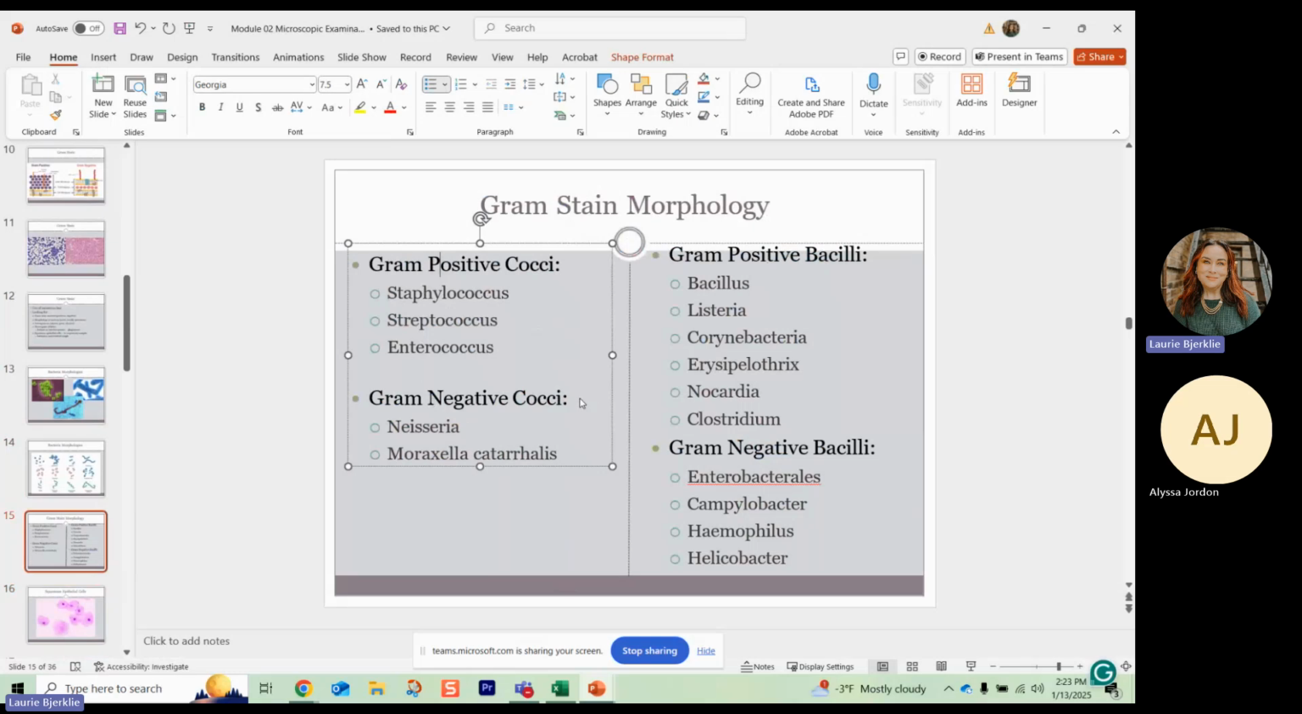If you get a gram negative cocci, you're going to be like, I know exactly what I need to test for because there's not very many that I'm worried about with those. Again, this is not an inclusive list. These are just examples of bacteria that fit into each category, but it tells you how to test for them after your gram stain.